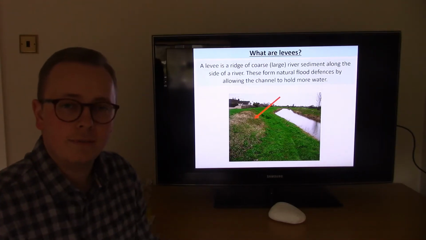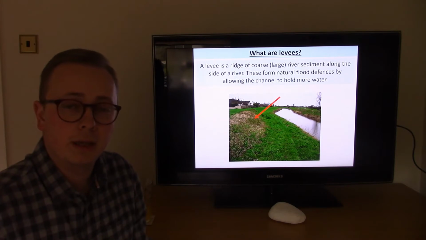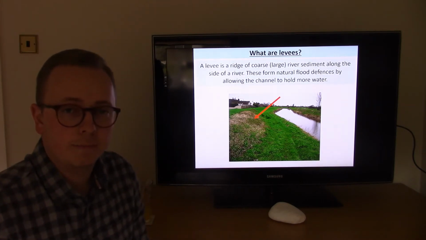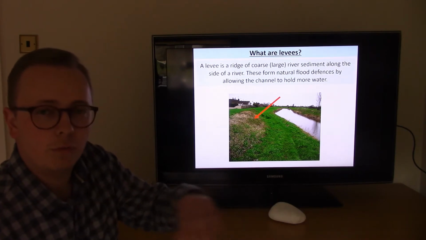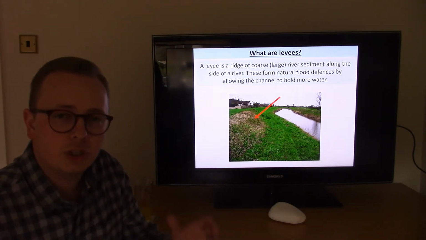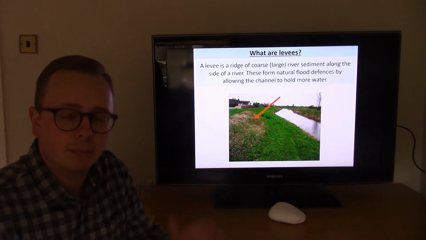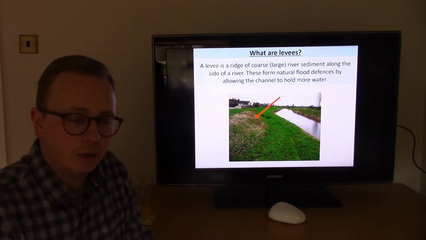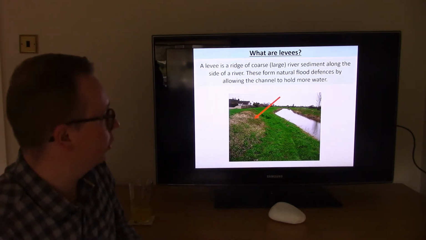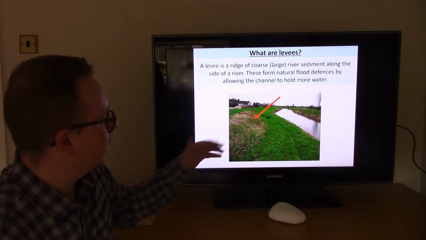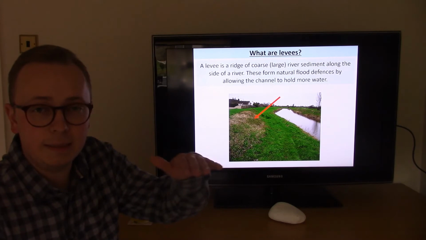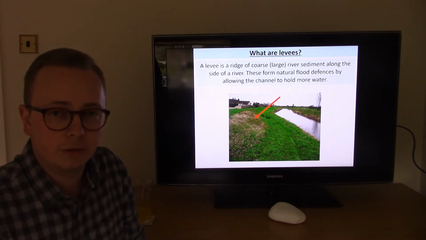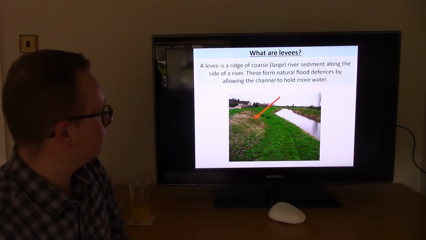We're now going to look at levees which form on the floodplain by the sides of the river channel. So levees are ridges of sediment that form along the banks of the river, and it's where the largest sediment, the coarsest sediment, is deposited during a flood, and so it builds up these embankments along the side of the river, and actually they end up forming a natural flood defence because they effectively make the channel deeper so that more water can be held in the channel before another flood.